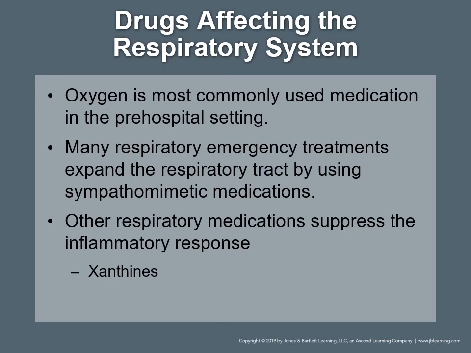Severe respiratory emergencies can often arise from severe narrowing of any portion of the respiratory tract. The respiratory tract is lined with smooth muscle fibers that influence the diameter of the airway. Control of the smooth muscles is maintained by the autonomic nervous system. Many respiratory emergency treatments attempt to expand the respiratory tract by using sympathomimetic medications.